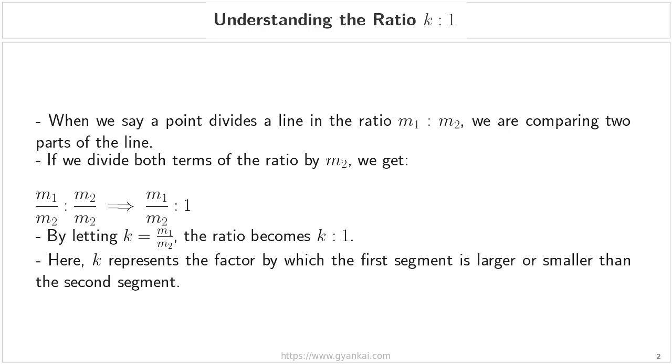It is important to understand the intuition here. This value, k, acts as a scaling factor. It tells us exactly how many times larger or smaller the first segment is compared to the second segment. As we will see in the next slide, using this single variable k instead of two separate variables will make deriving our new formula much more straightforward. Now that we've introduced the concept of moving from a general ratio to a more streamlined version, let's take a closer look at what this ratio, k to 1, actually means.